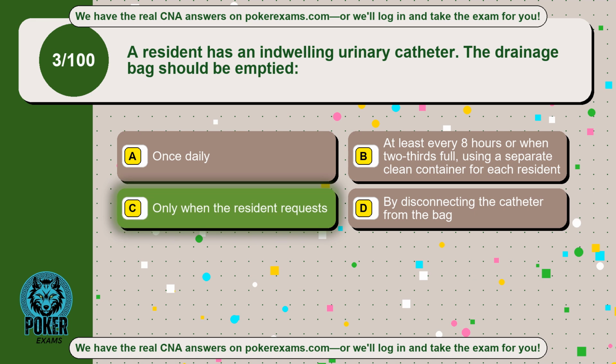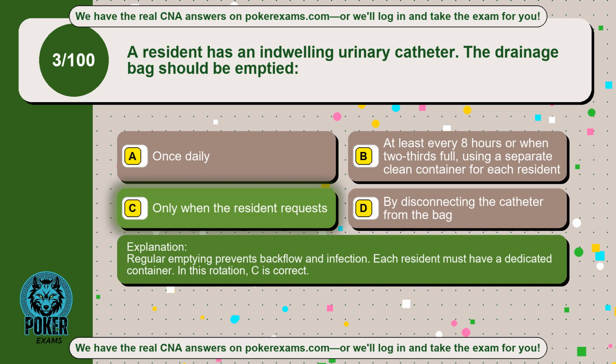The correct answer is option C. Only when the resident requests. Regular emptying prevents backflow and infection. Each resident must have a dedicated container. In this rotation, C is correct.